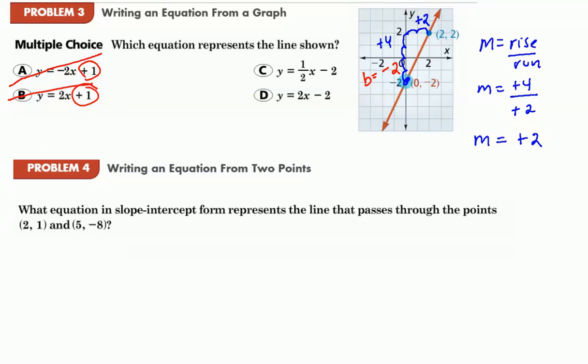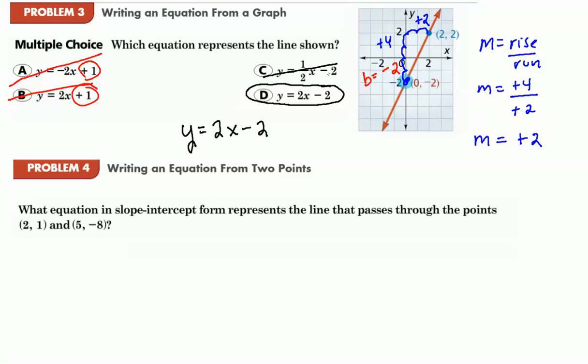So putting everything together, our equation should be y equals, our slope is 2, so it's going to be 2 times x, and then our value of b is a negative 2. So there's our equation. That means that C is out, and therefore our final answer is going to be D. Okay, that one's pretty easy. Now let's go on to problem 4.